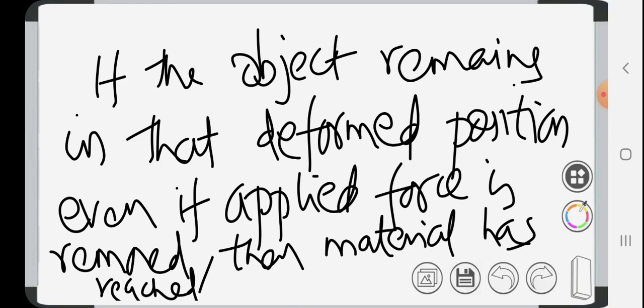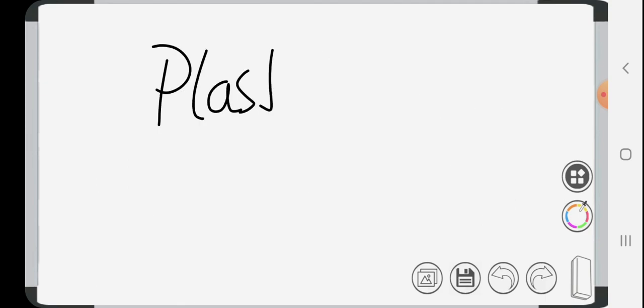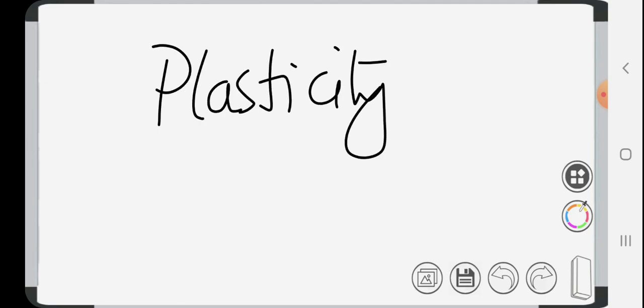Reached the plastic state. So that property is known as plasticity. Plasticity means even if the applied force is removed, the deformed position will remain as it is. So it won't regain its original size or shape.